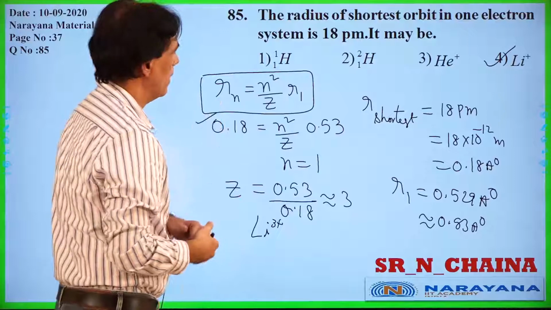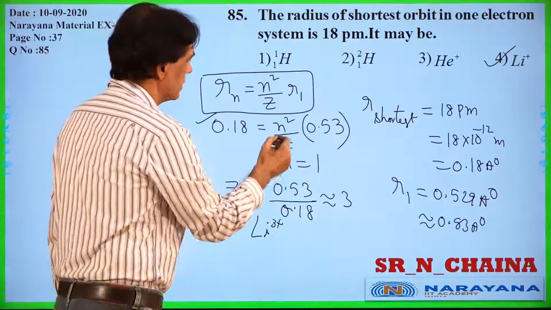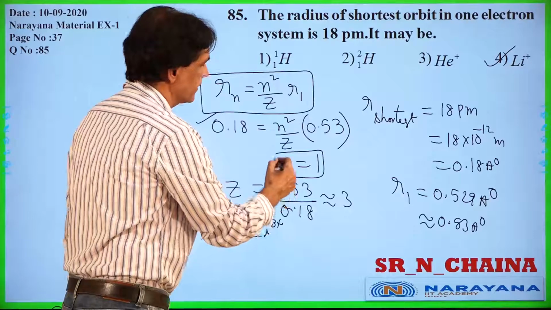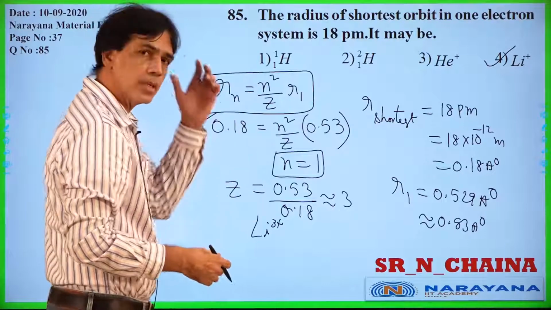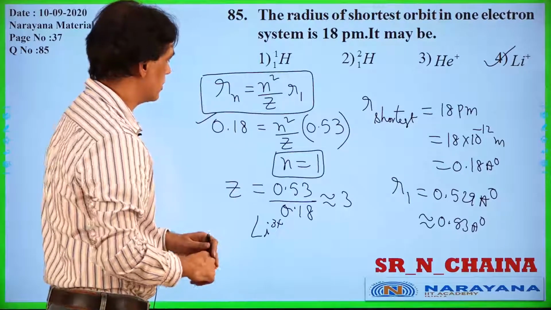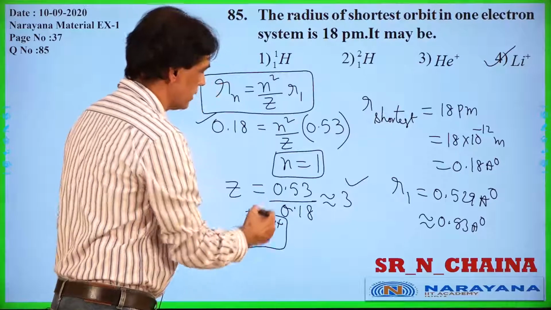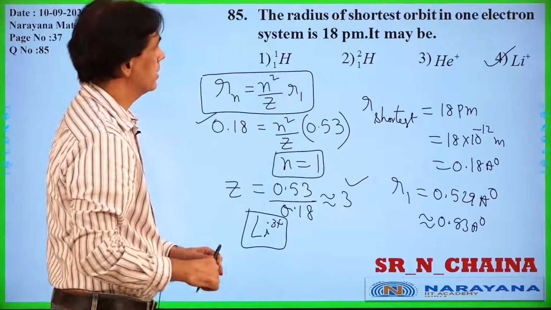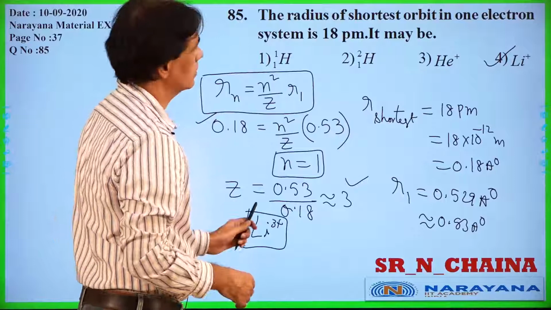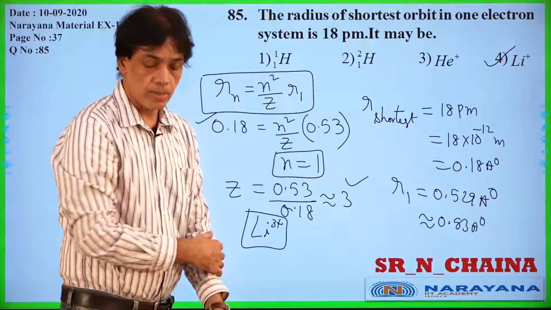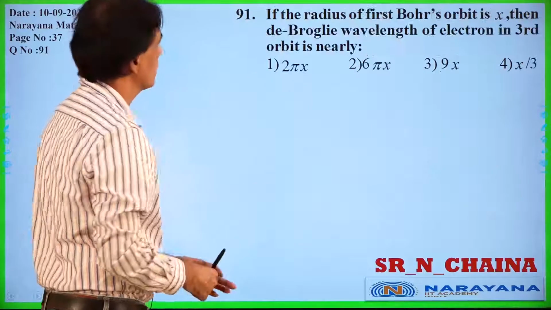So I have substituted the given value and the r1 value also, and here n is how much? 1. Right, it should be shortest, so obviously it will be for the first orbit. On substituting, we get z value as 3. So therefore this is for lithium. It is a hydrogen-like atom, a single electron system, Li. The answer is the 4th option.